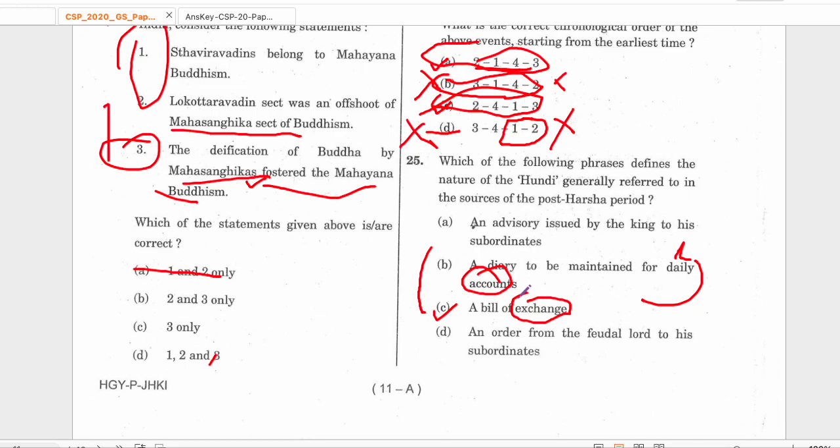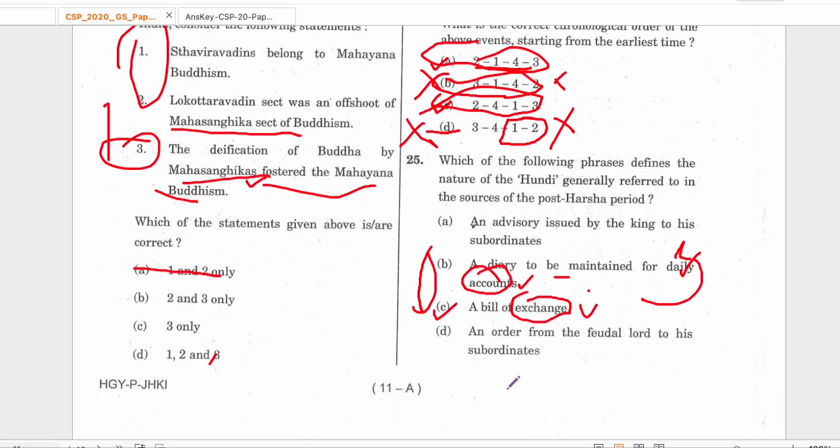Question number 25. Which of the following phrases defines the nature of the hundi, generally referred to in the source of post-Harsha period? An advisory issued by the king to his subordinates, don't know. A diary to be maintained for daily accounts, a finance related thing. A bill of exchange, again a finance related thing. An order from the feudal lord to his subordinate. The true commonality is that it will be either B or C, and you have to decide. It is bill of exchange, hundi.